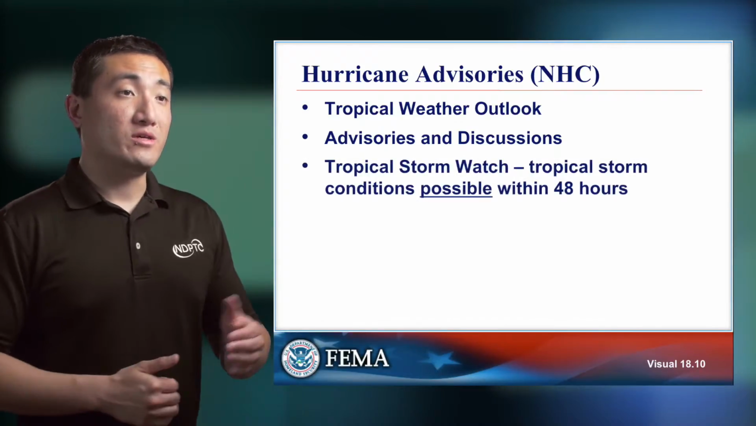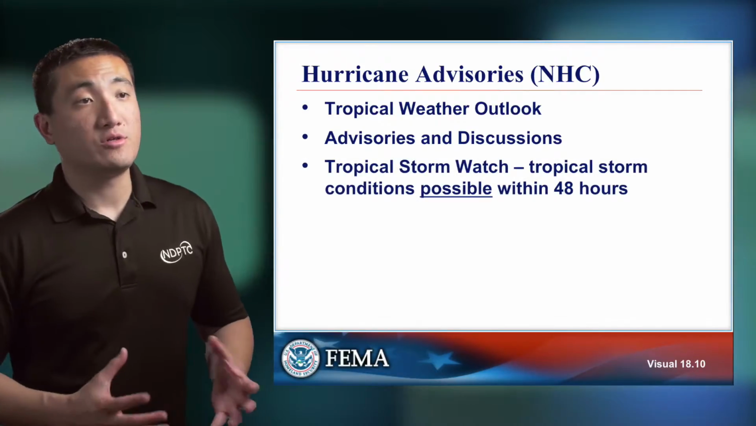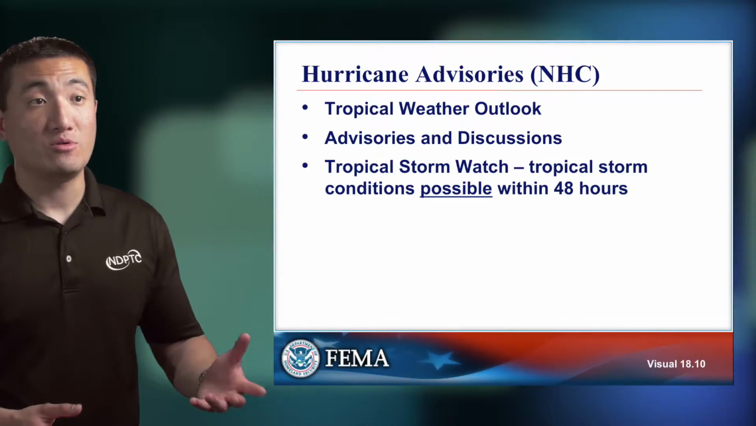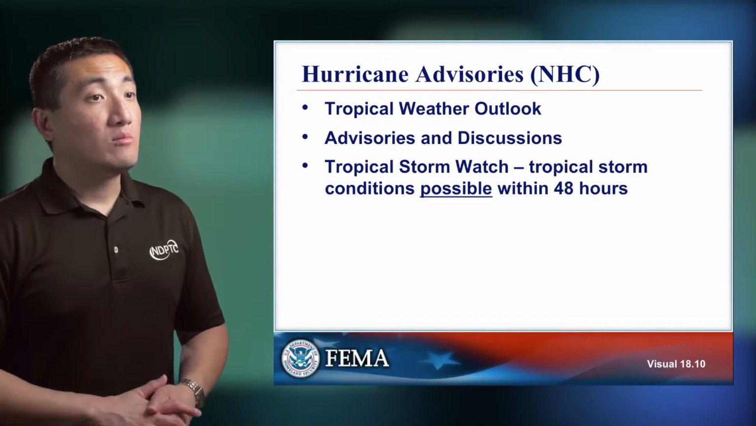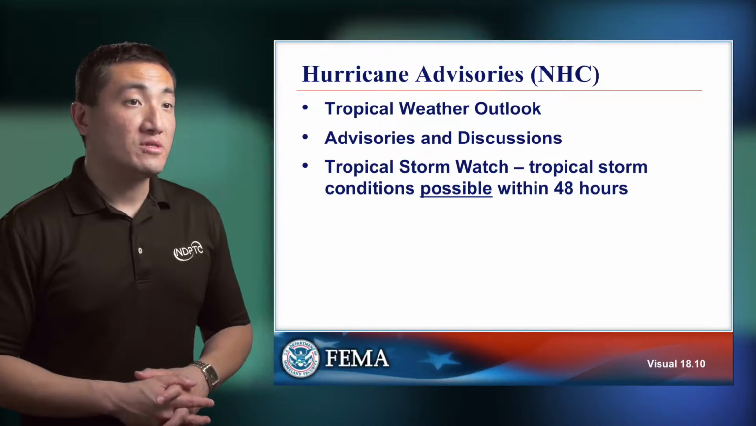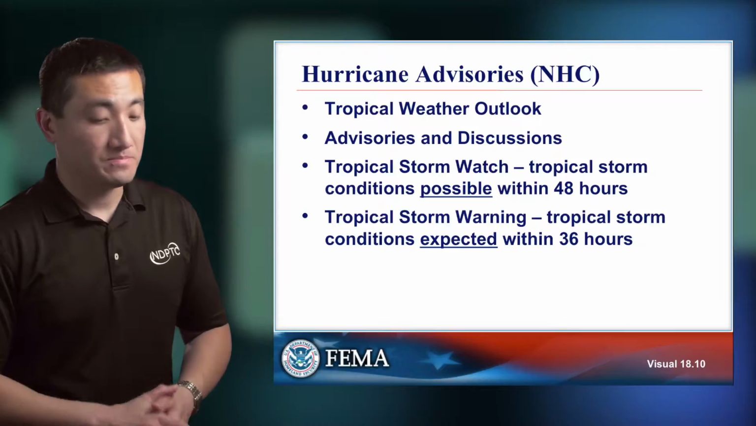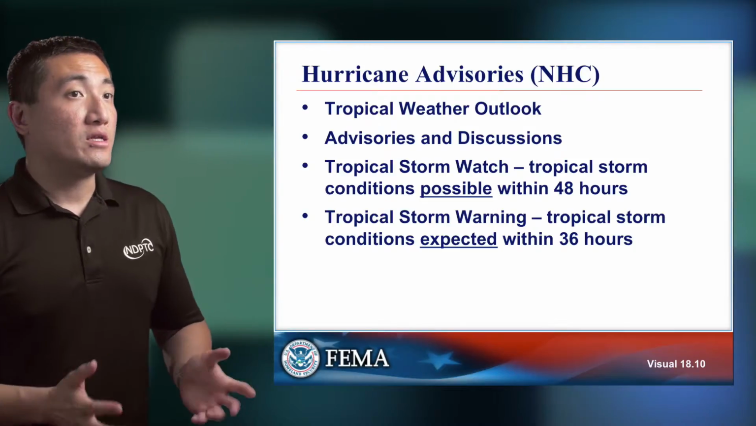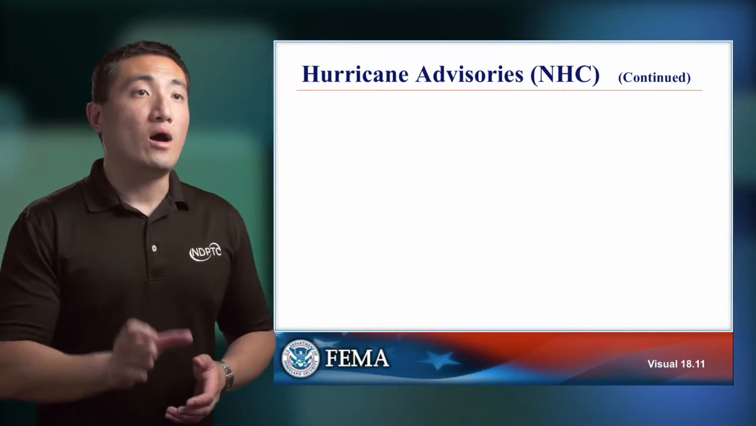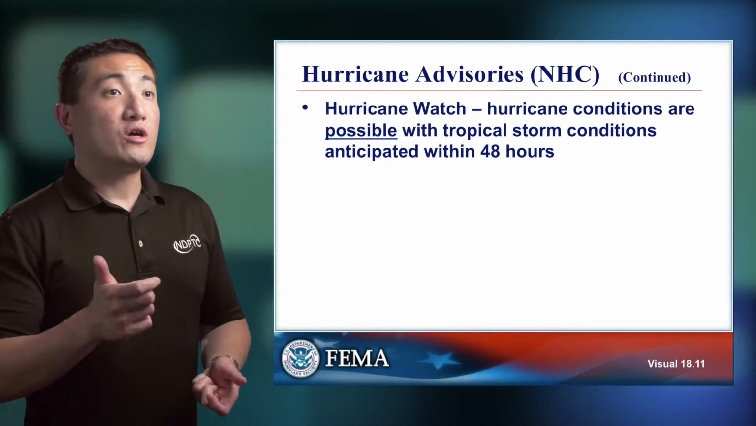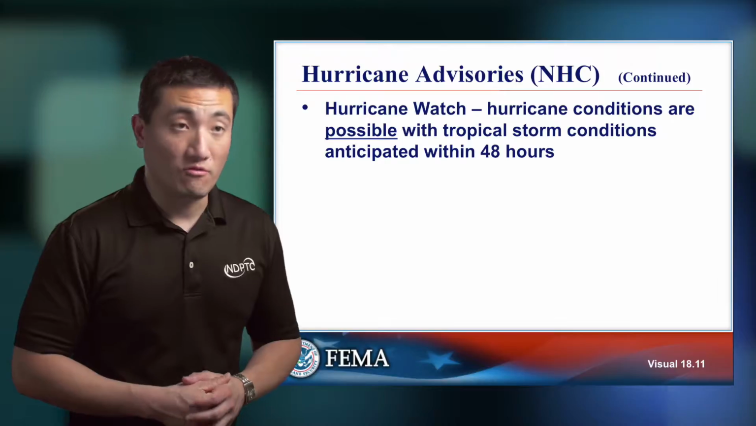When a tropical cyclone is threatening land, there can be a series of different watches and warnings. Tropical storm watch means that tropical storm conditions are possible within 48 hours. Tropical storm warning means that tropical storm conditions are expected within 36 hours. With a hurricane watch, it means that hurricane conditions are possible, with tropical storm conditions anticipated within 48 hours.